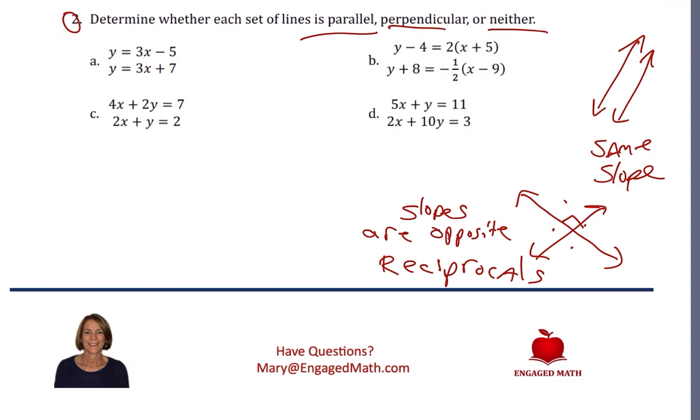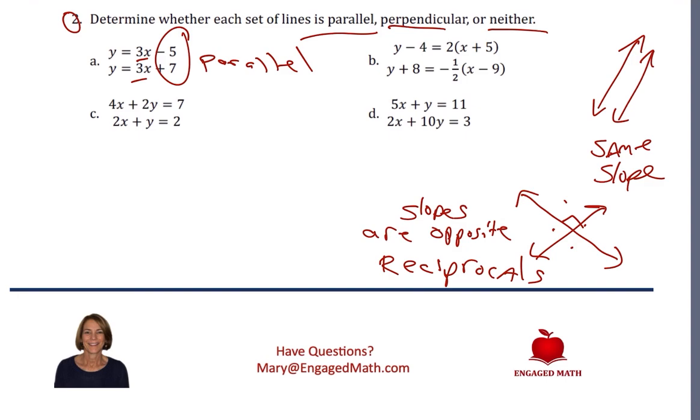So let's look at problem number 1. Problem letter A. So the slope of this first one is the number in front of x, because remember y equals mx plus b. The slope of the line y equals 3x minus 5 is 3, and the slope of y equals 3x plus 7 is 3. So these two lines are parallel. They are parallel because they have the exact same slope, but different y-intercepts.